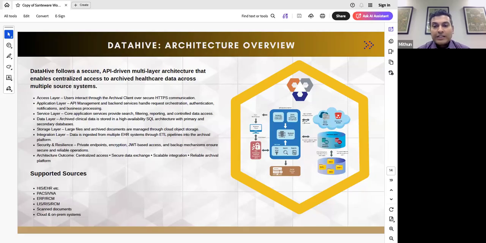Now, what all applications does it support? As I said, it supports literally all the systems that are used today in a healthcare ecosystem, be it HIS, EMR, PACS, ERP, RCM, radiology system, lab information system, scanned documents or a document management system, or any data that is residing today in the hospital ecosystem. All of that could be your source system. And the ultimate goal is to provide you clean, accessible, searchable data, which is not just compliant, but also easily shareable.